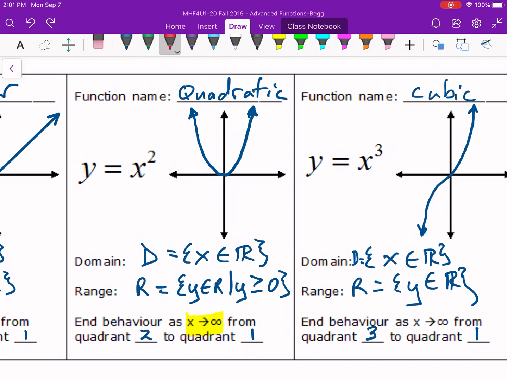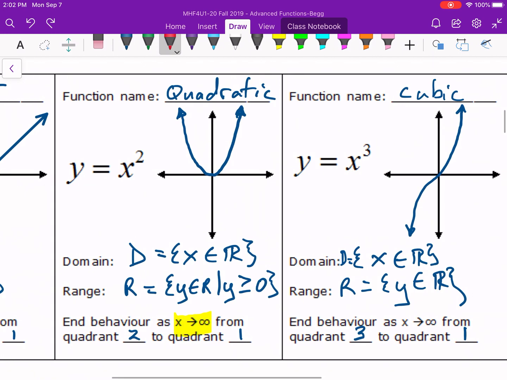What's the domain? Well, the domain's all real numbers. Everything's possible. The range is all real numbers greater than or equal to 0, because that's where the vertex is. As I go from left to right, starting at the farthest left part of the graph, if I just follow the graph as it moves from left to right, what's happening? Well, I'm going from quadrant 2 to quadrant 1. So that's what the end behavior is for this quadratic.